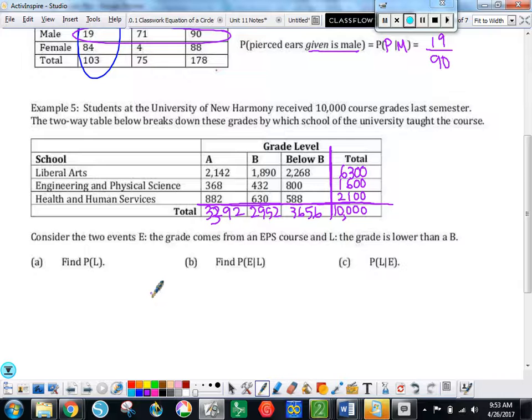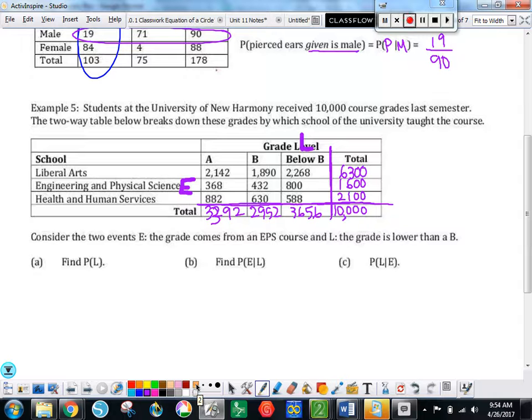Okay, so consider the 25 grades come from the engineering and physical science course, and L, the grades is lower than a B. So it might be helpful to just write that in there. This is the E category that we'll be looking at, right? This is the L category that we will be looking at. So if you label your chart, it becomes easier, maybe.